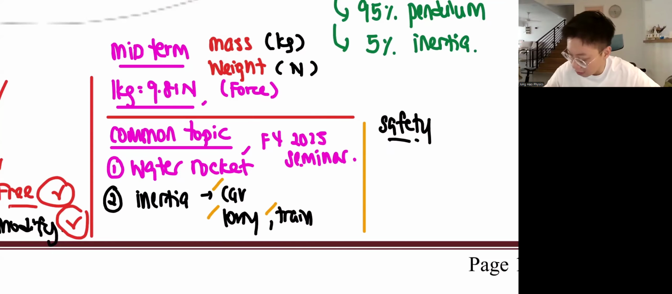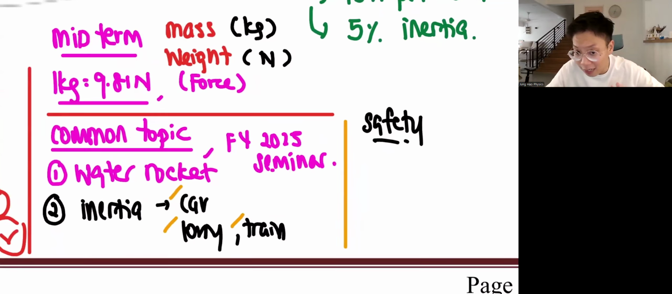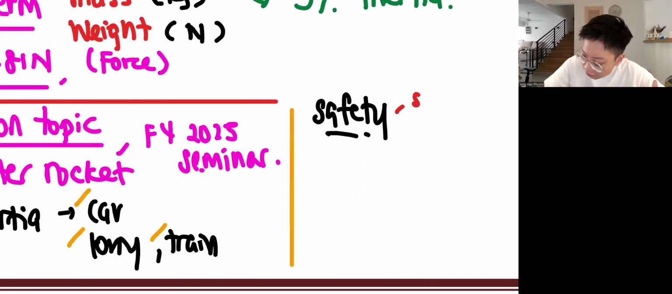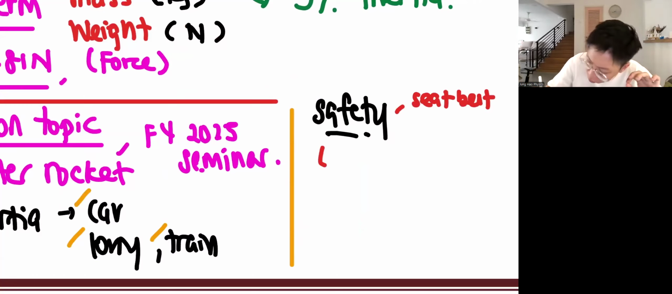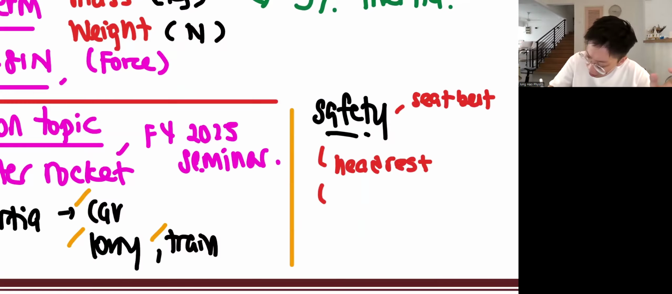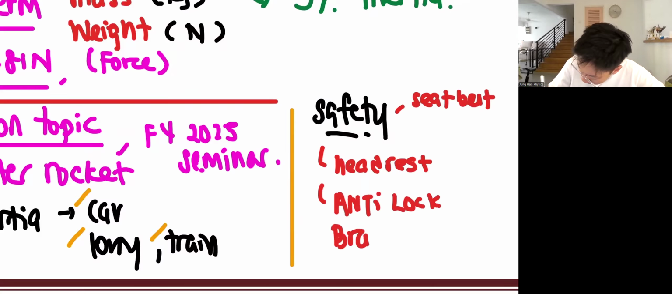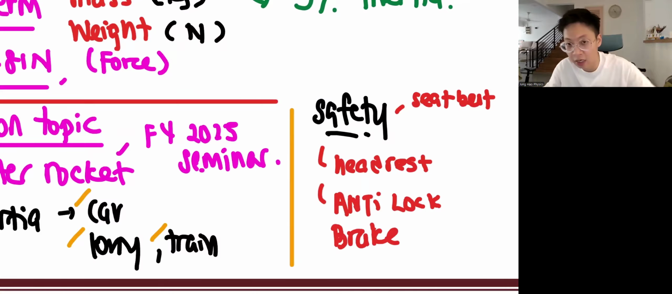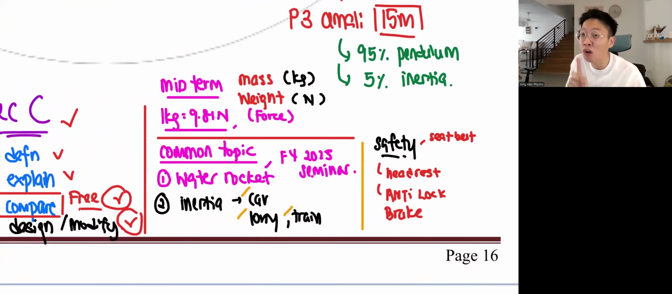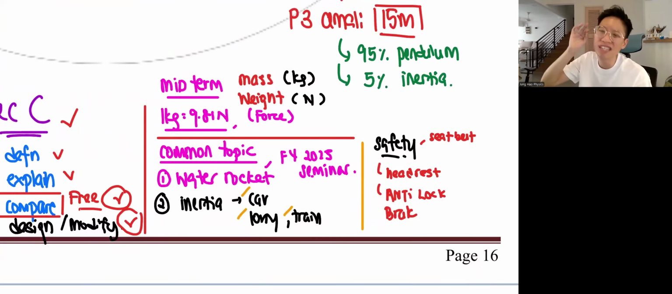So guys, the safety features are going to be things like, when I say safety, everybody will think of seat belt, all the common ones. But I don't want you to learn the common ones. I want you to learn how a headrest works, how an anti-lock brake system works. You need to learn the non-common ones. Seatbelt, all this they won't ask. Too easy, too common. Anybody knows what a seatbelt is, right?